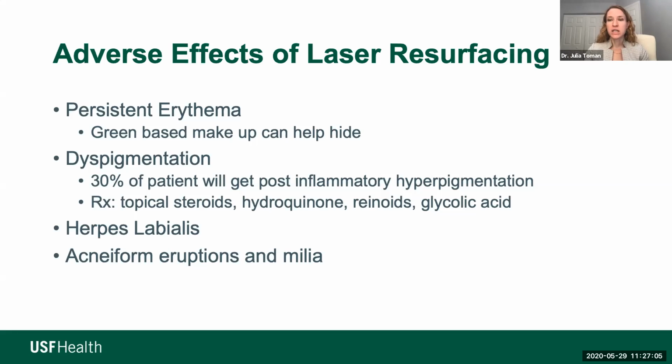And then dyspigmentation can occur in a number of patients, and 30% of patients will get post-inflammatory hyperpigmentation. This is treated with topical steroids, hydroquinone, retinoids, and glycolic acid. And it's important to note that hyperpigmentation is more likely to occur in skin phototype 3 or higher.